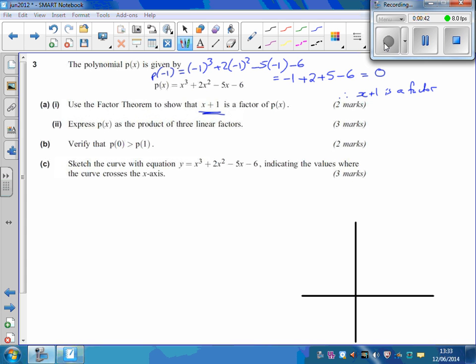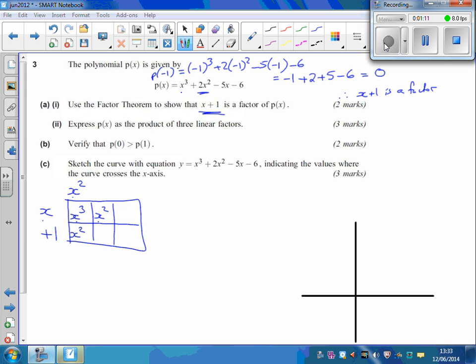Now we're going to find out what the other factors are as well. So most people are now going to do a grid long division here. We're dividing by x plus 1. And what do we want? We want x cubed. So we've got to put the x cubed in here, and that means we must have an x squared up here, because x squared times x is x cubed. That also gives us 1x squared. We don't want 1x squared. We want 2x squareds. So we need another x squared.